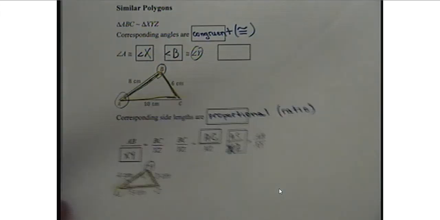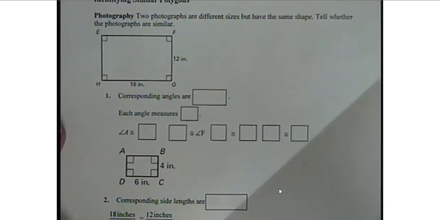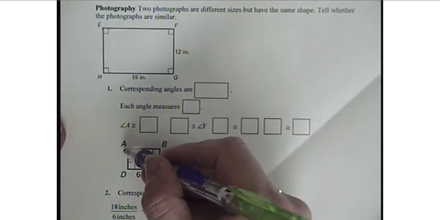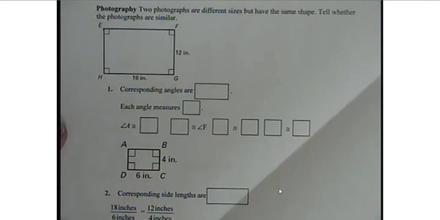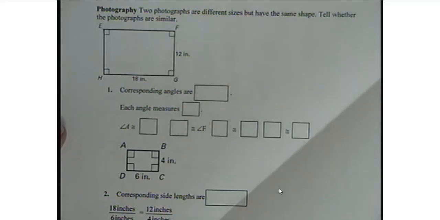Talking about these examples, I want you to take a look at another example here. We have another two similar polygons. This big rectangle here and the one down here. With these photographs, let's call those two photographs, they are different sizes but have the same shape. So we're going to tell what will be the similarity or how they correspond to each other.